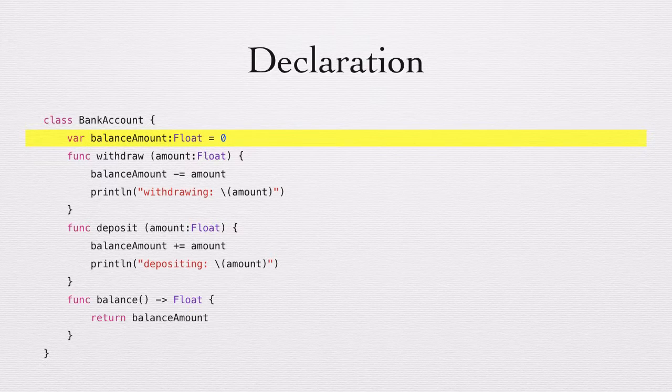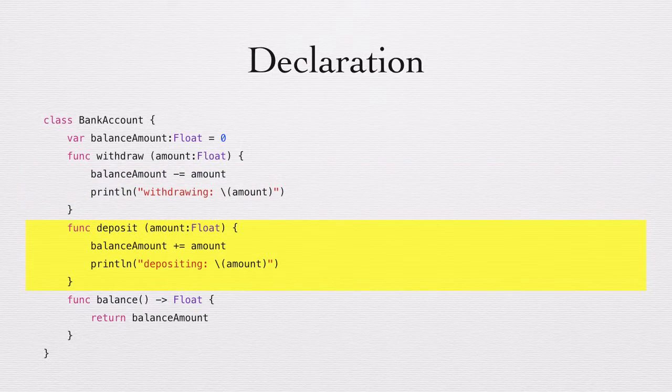Here, we declare a single property called balanceAmount of type Float. As the name suggests, this holds the value of the current balance in an instance of the BankAccount class. The function withdraw takes one parameter of type Float. The parameter name is amount. The method body reduces the balanceAmount by the amount specified by the amount parameter and also prints a message to the user to this effect.